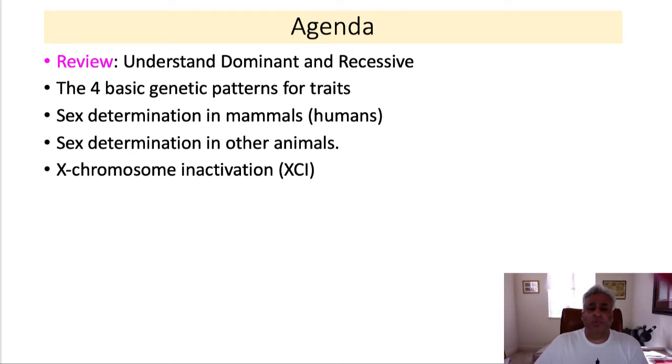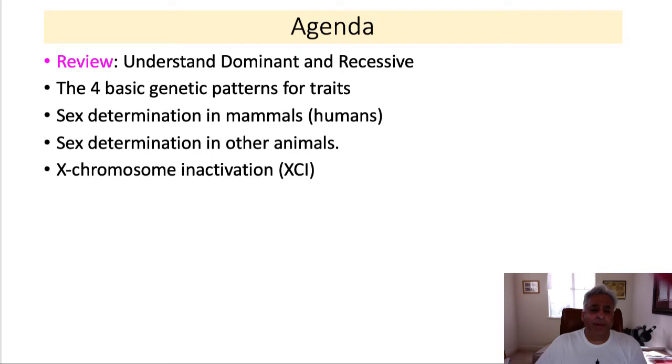First, we're going to do some review of what it means to be dominant and what it means to be recessive. Then we're going to look at 4 basic patterns of inheritance based on whether the condition is caused by the uppercase letter or the lowercase letter, right? And whether it relies on what the topic of today's lecture is, whether that particular gene lies on the sex chromosomes. Bullet point number 3, we're going to look at how sex is determined in mammals, and those will include us.